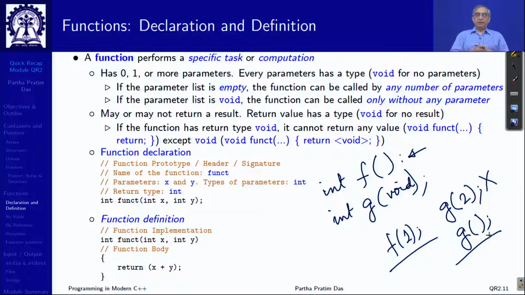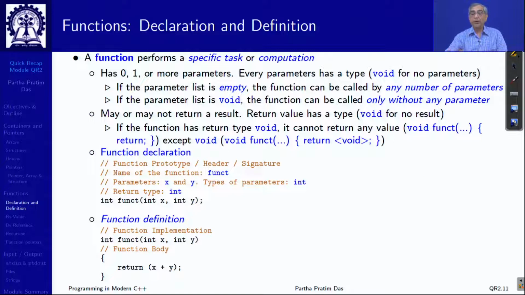Otherwise, obviously, if you want to pass a parameter, you cannot say void, because void is no type, as you know. And in terms of return, you understand that if the function returns void, then it is not returning any value at all.